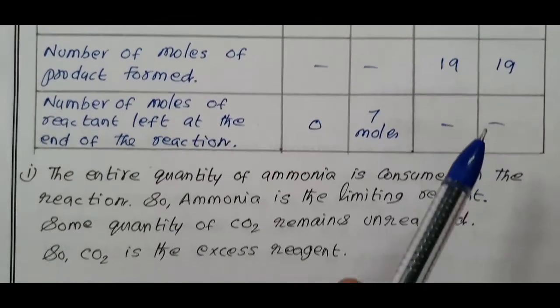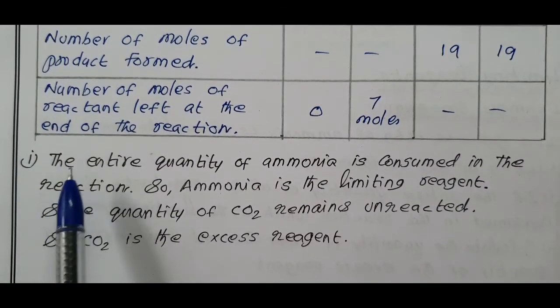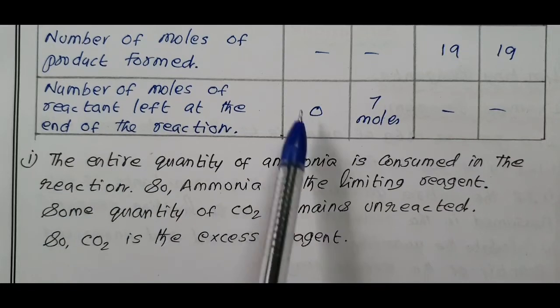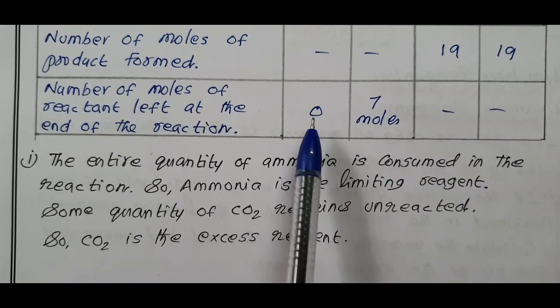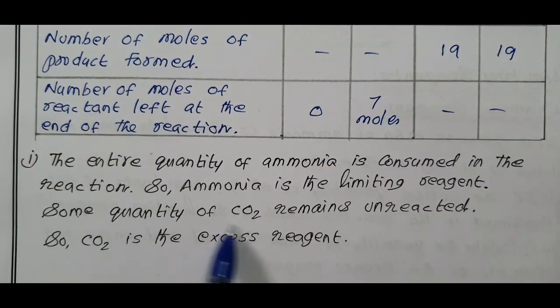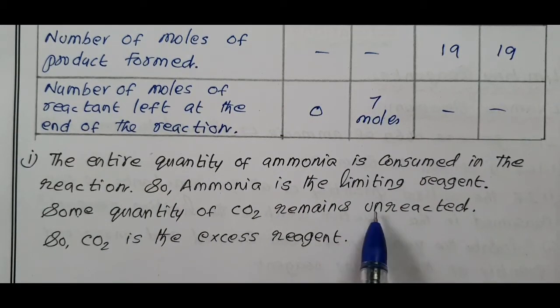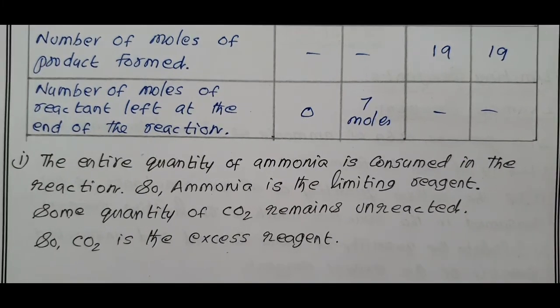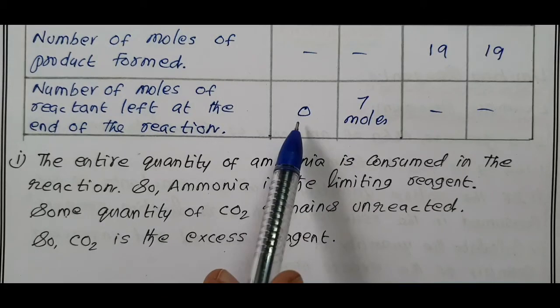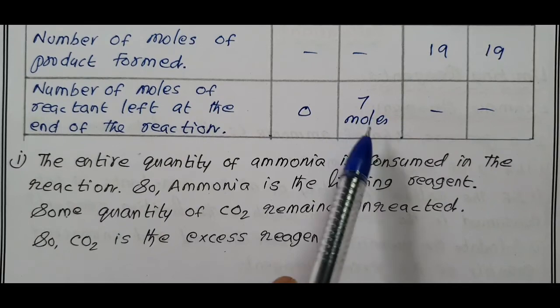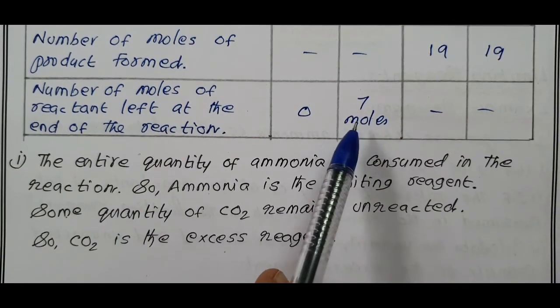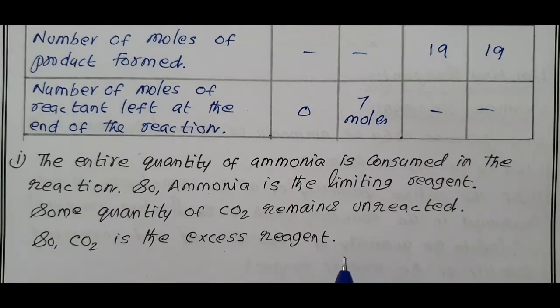Come to the water point. First question answer: the entire quantity of ammonia is consumed in the reaction, so ammonia is the limiting reagent. Some quantity of carbon dioxide remains unreacted, so carbon dioxide is the excess reagent. What is the limiting reagent? All the ammonia is consumed, therefore it is the limiting reagent. 7 moles of carbon dioxide is in excess, therefore it is called the excess reagent. Come to the second and third question asked in our problem.